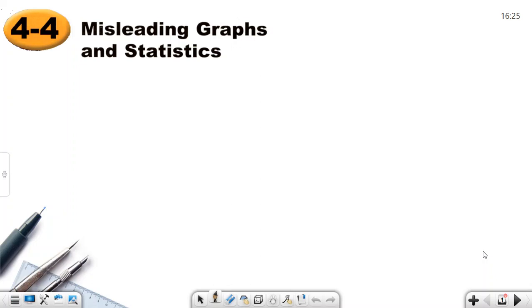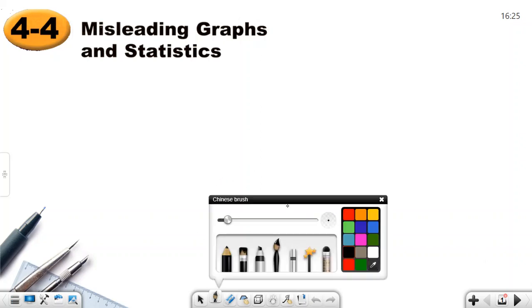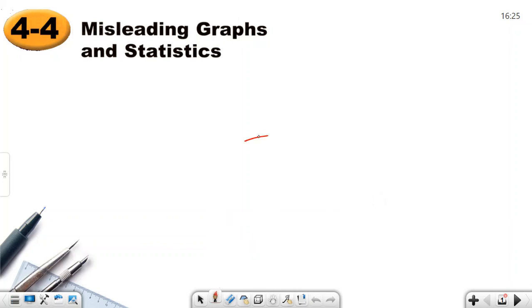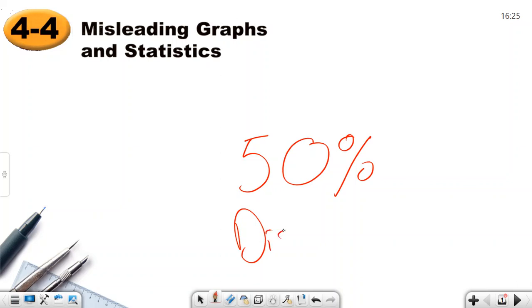Chapter 4, Section 4, Misleading Graphs and Statistics. When we talk about misleading, we can say that it's using true information but telling a lie. For example, when you go shopping, it's written like a big 50%, then a discount.